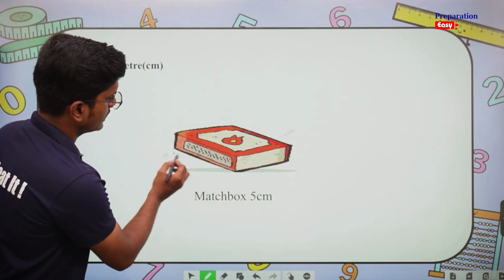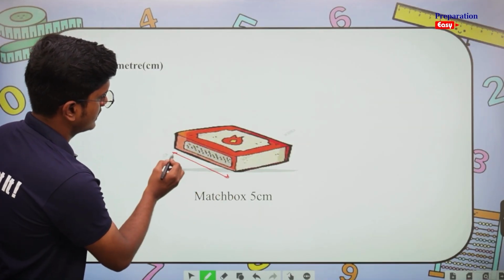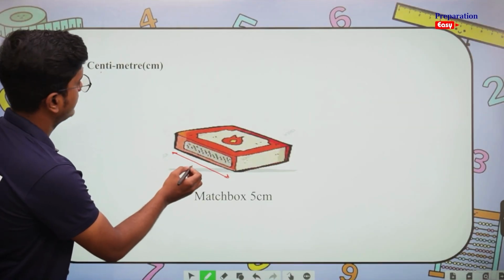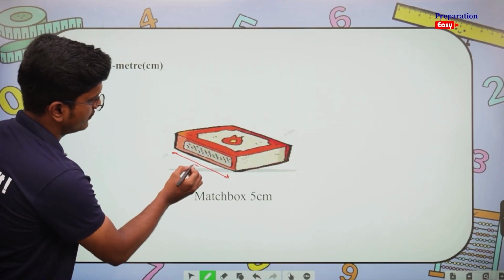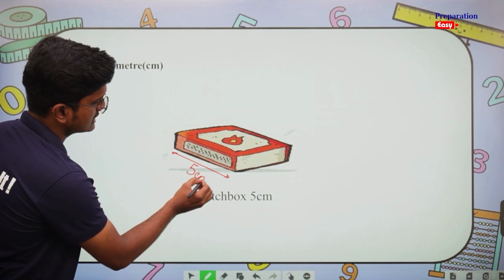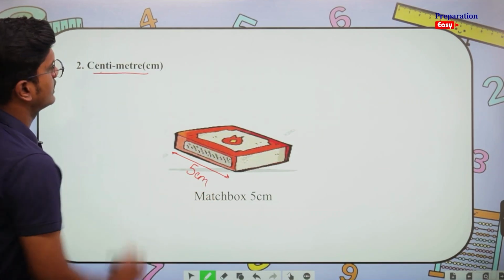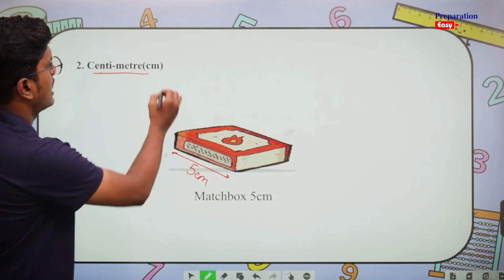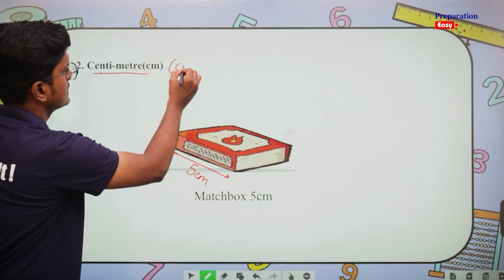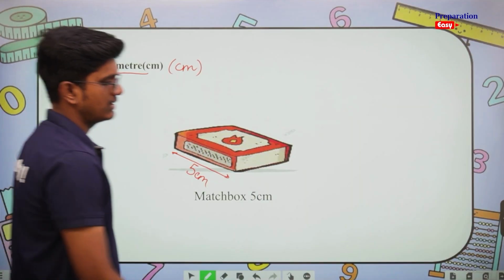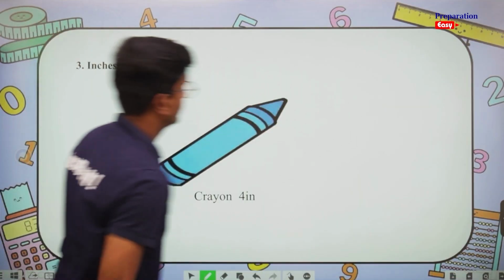So this is our matchbox. It has a certain length, right? How can we calculate it? We can calculate it with the ruler scale. So we get the length of this matchbox as 5 centimeter, right? So centimeter is written in this way, and we can write it in short form as cm for centimeter, right? Let's go further now.